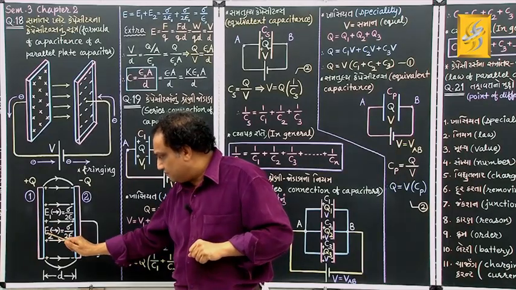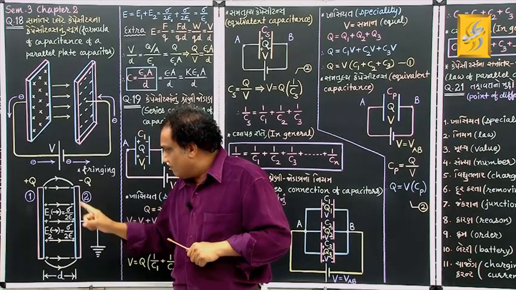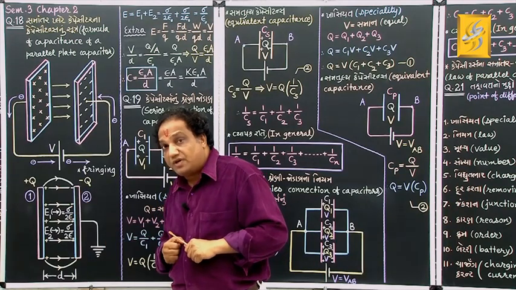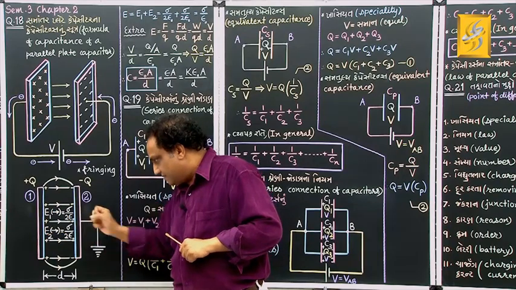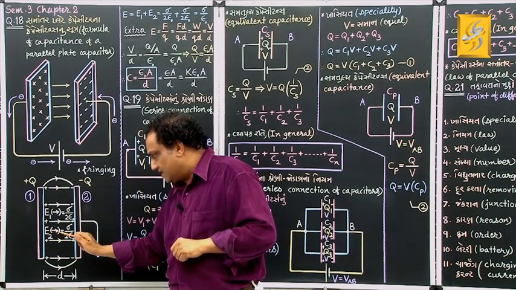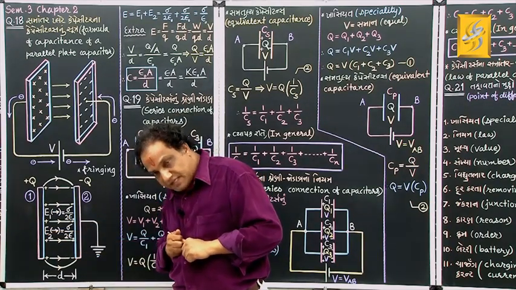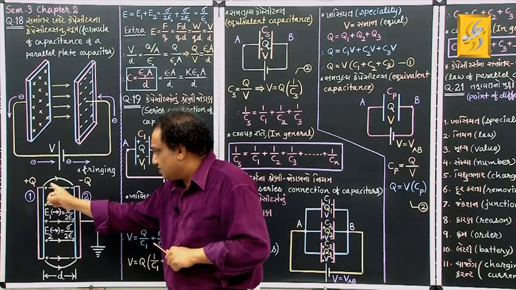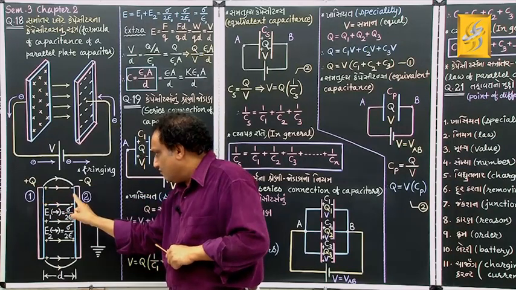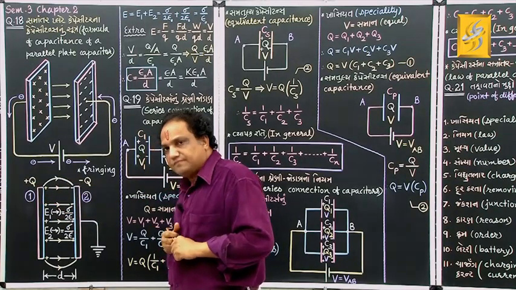I am writing E2, and for a negative charge, electric field is pointing towards it this way. So that direction is also toward the right hand side, correct? Both the directions are towards the right hand side. For a positive charge, away from it, for a negative charge, towards it, correct?